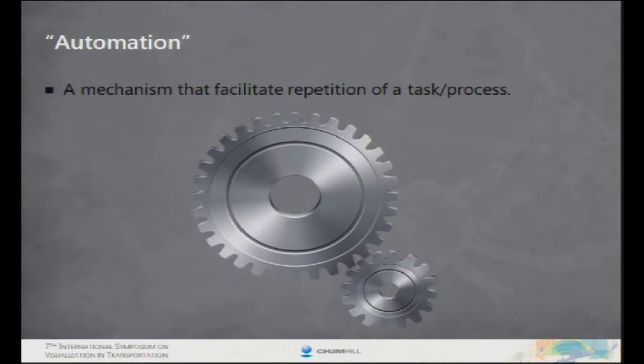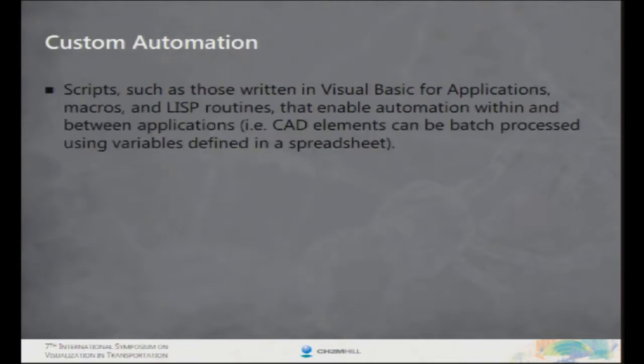Okay, so automation in general, when I use the term, I'm speaking to a mechanism that facilitates repetition of a task or process. Very simple. With gears, 1 turn in here makes 10 turns out. Now, that's general. There's a number of examples of automation.